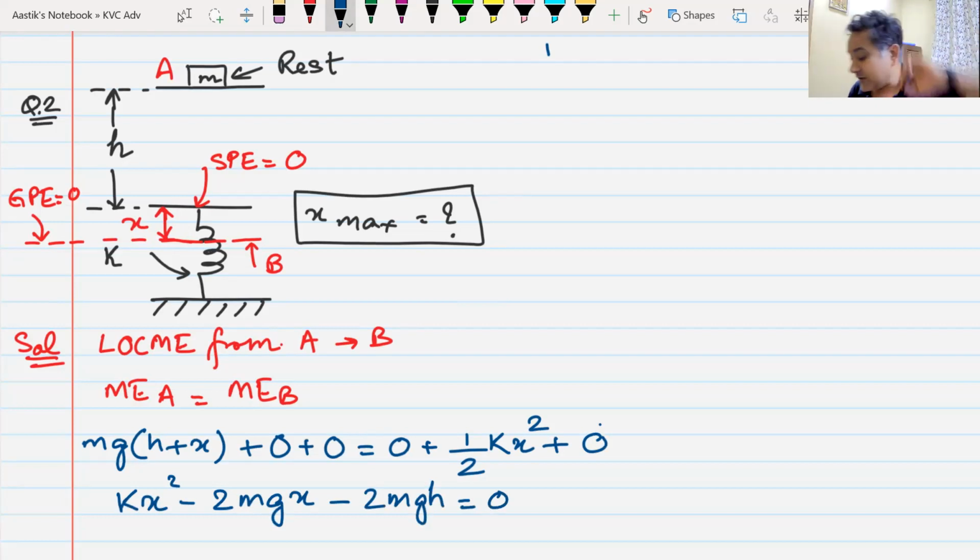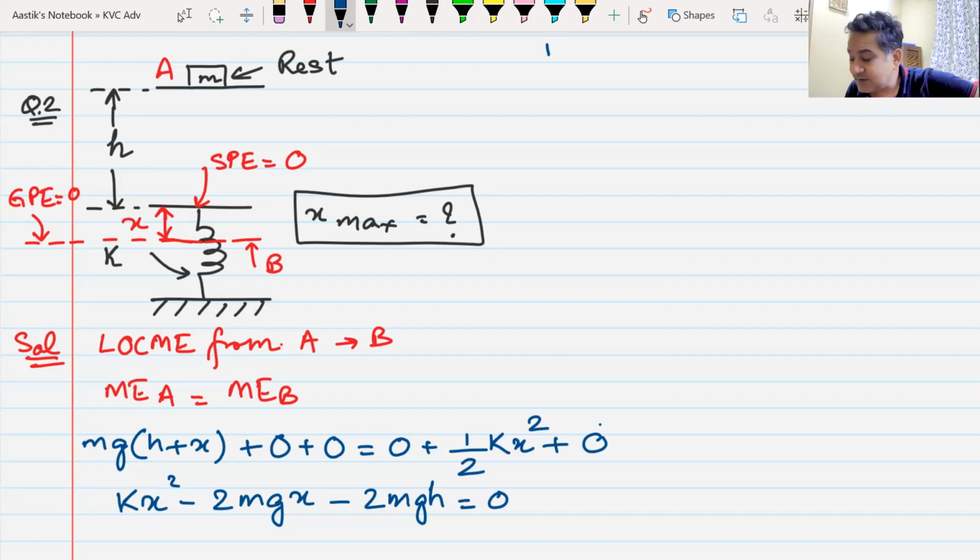This is a quadratic equation in x. From there you will get two values of x. You can take the positive or the negative value, and that would be your answer. Do we get it? Yes, sir.